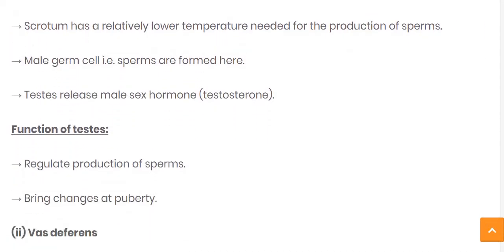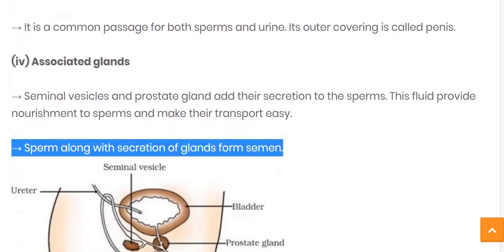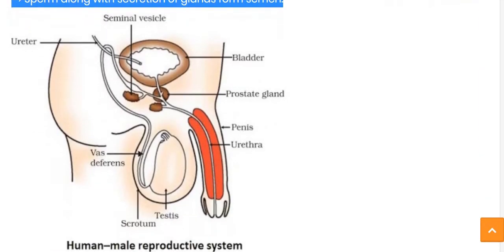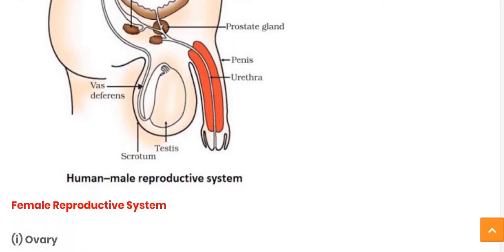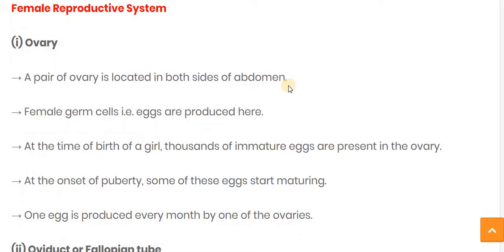In that, we studied the testes, the function of the testes, the vas deferens, the urethra, the associated glands, and the structure of the human male reproductive system. In this video, we are going to learn about the female reproductive system.